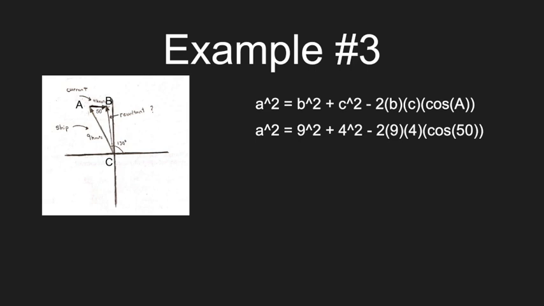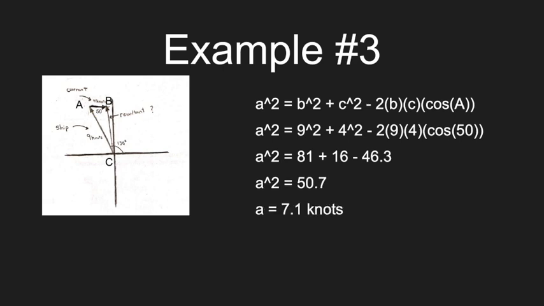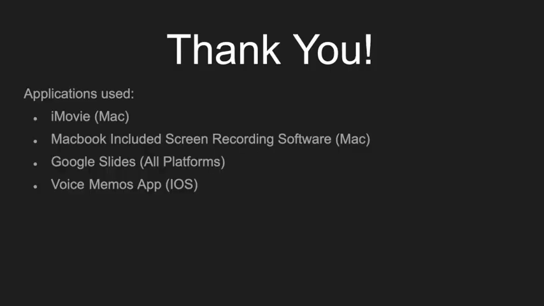Next, you plug in the numbers you already know, and you get a squared equals 9 squared plus 4 squared minus 2 times 9 times 4 times the cosine of 50 degrees. You simplify this and you get a squared equals 81 plus 16 minus 46.3. You further simplify and you get a squared equals 50.7. You take the square root of both sides and you get a equals 7.1 knots.